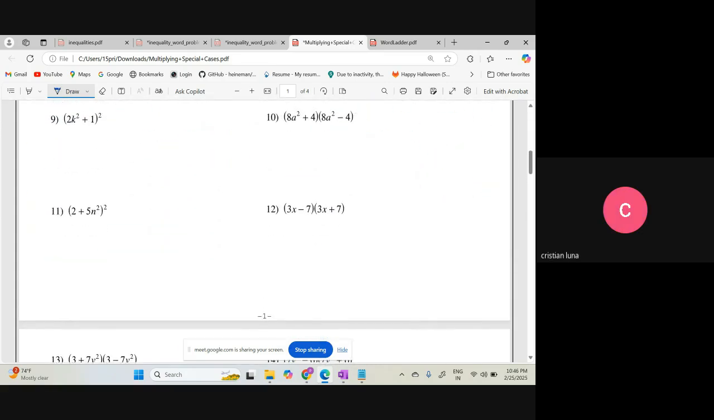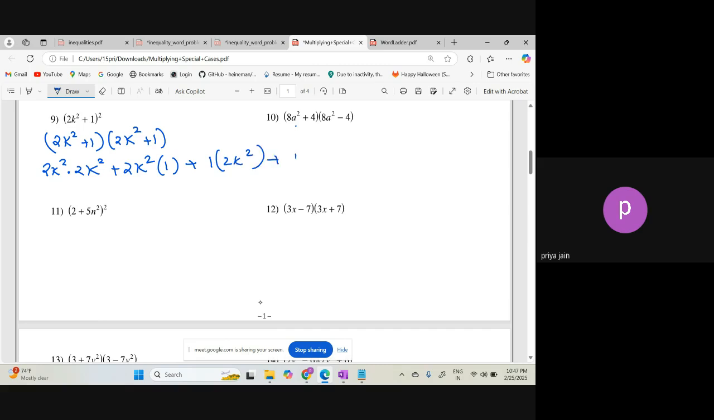Let me see if I can choose. So this is going to be 2k squared plus 1, then 2k squared plus 1. Now when you multiply them, let me help you with this one, then you can take the 10th one on your own. When you multiply 2k squared times 2k squared, and then you get 2k squared times this, then 1 times 2k squared plus 1, right?